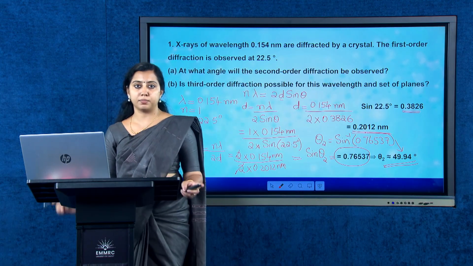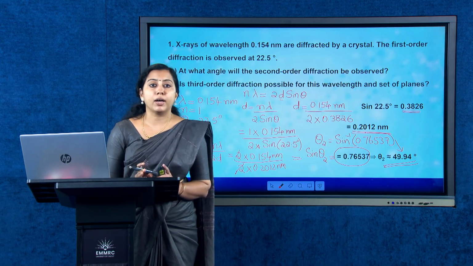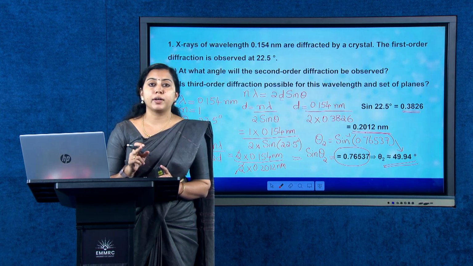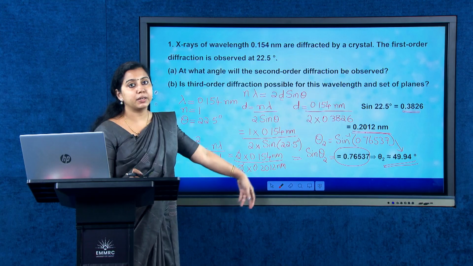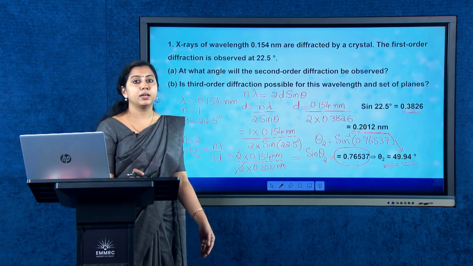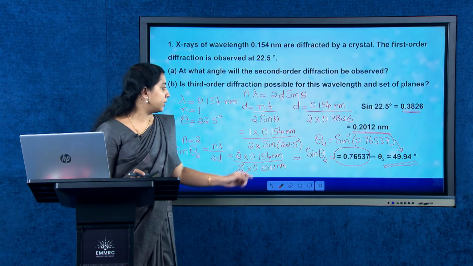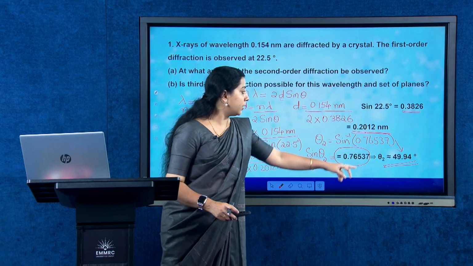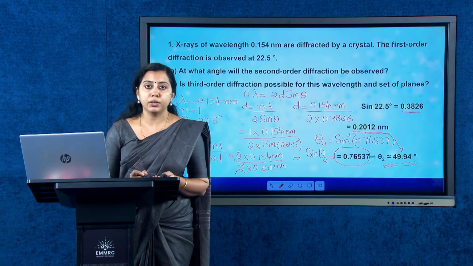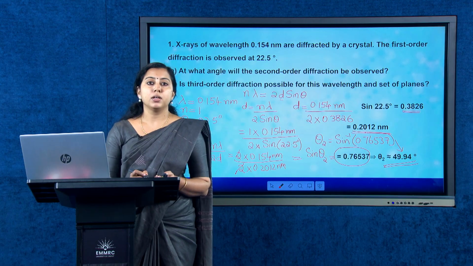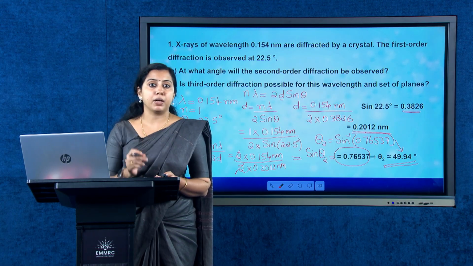That is equal to 49.94 degree. So, we have found out the angle at which the second order diffraction will be observed. For that, first we determined the spacing between the planes, and from that d value we solved for theta 2 and got 49.94 degree. Okay. Now, we will move on to the B part.